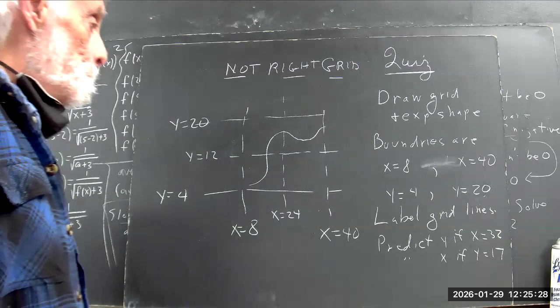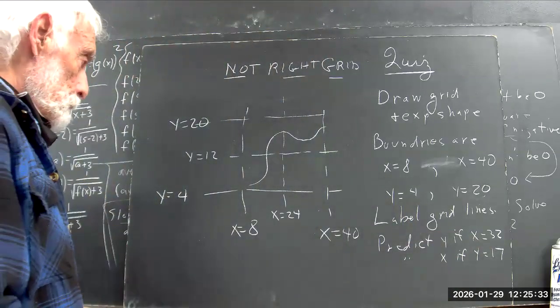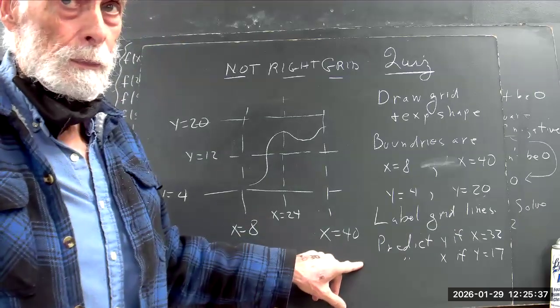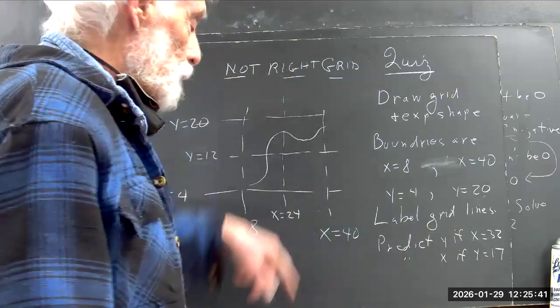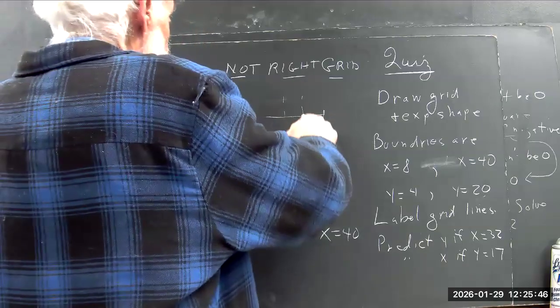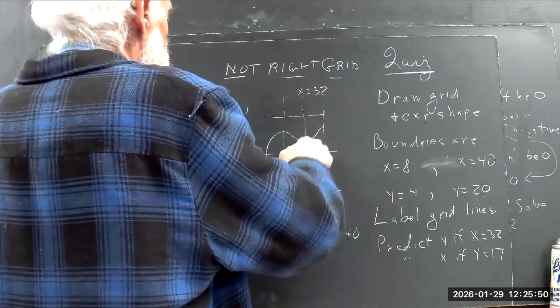If I say, predict y if x equals 32, where's 32? It's between 24 and 40. Which one's it closer to? Well, if you label all your lines, 32 is one of the lines you're going to label. Okay. So here's the line where x equals 32. Here's the point on the graph.